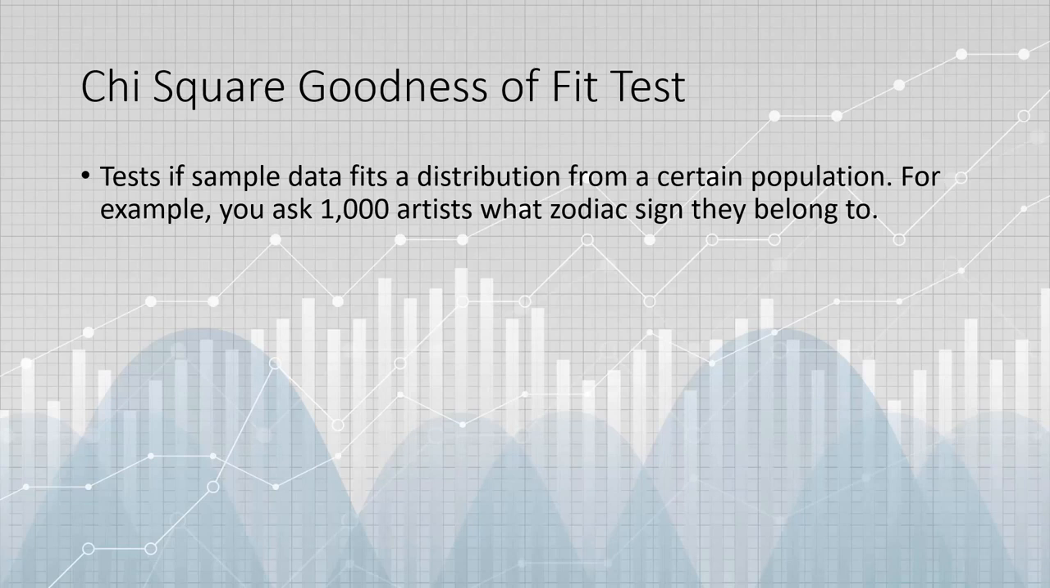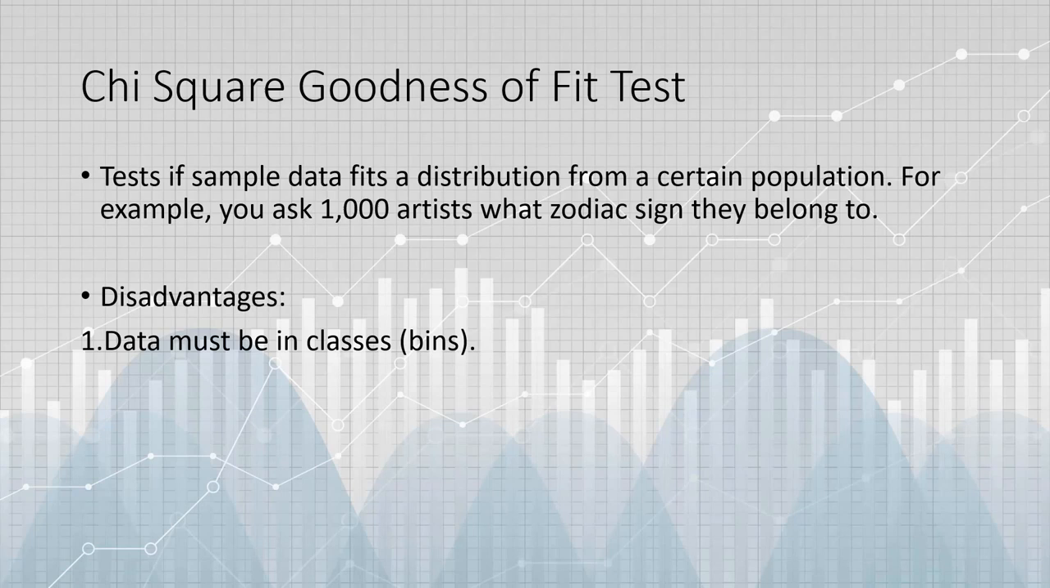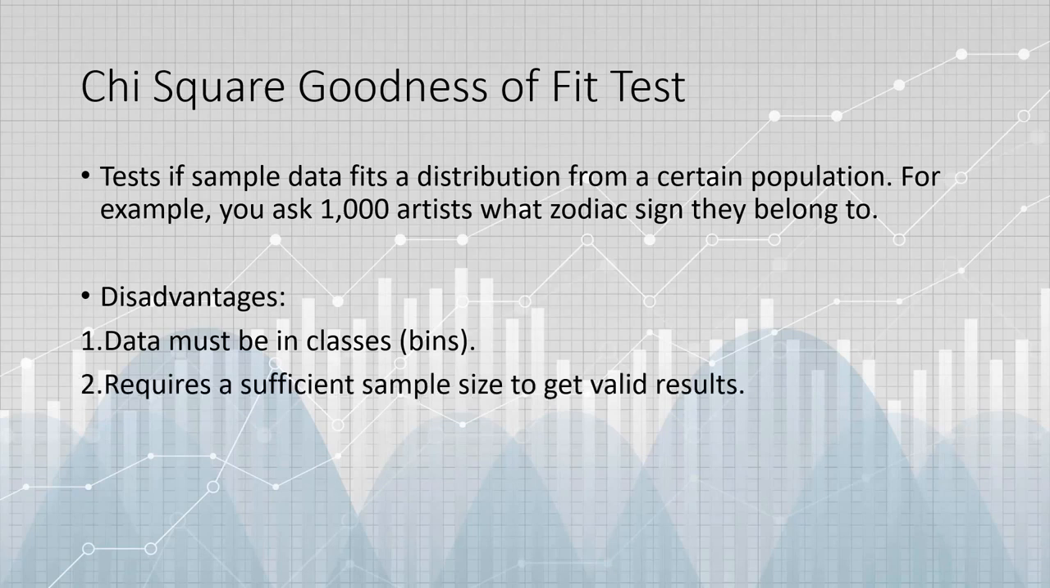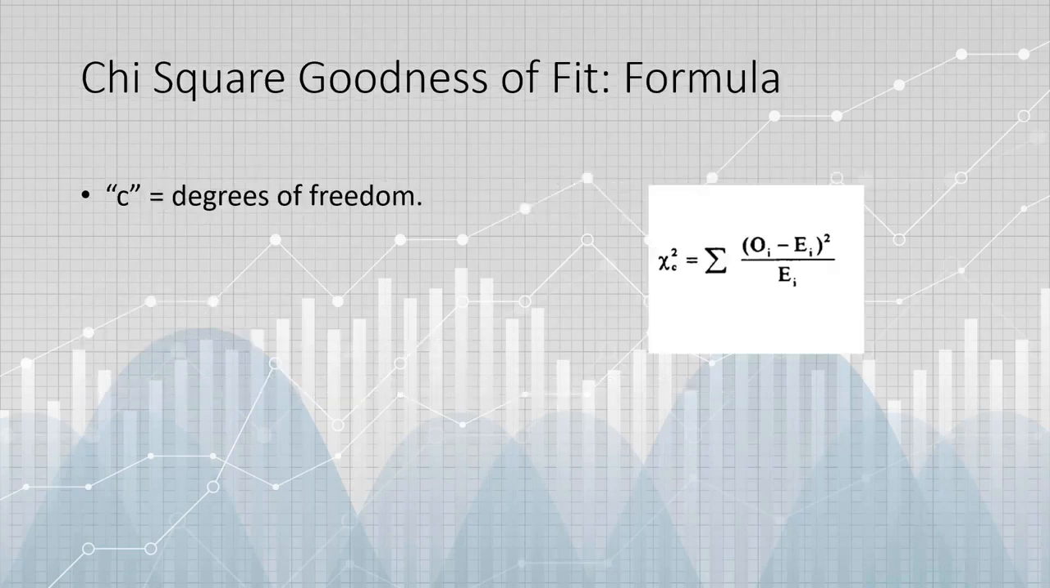Two potential disadvantages of chi-square. The chi-square test can only be used for data put into classes, that is, bins. If you have non-bin data, you'll need to make a frequency table or a histogram before performing the test. Another disadvantage of the chi-square test is that it requires a sufficient sample size in order for the chi-square approximation to be valid. Here's the formula for the chi-square statistic you would use for goodness of fit.